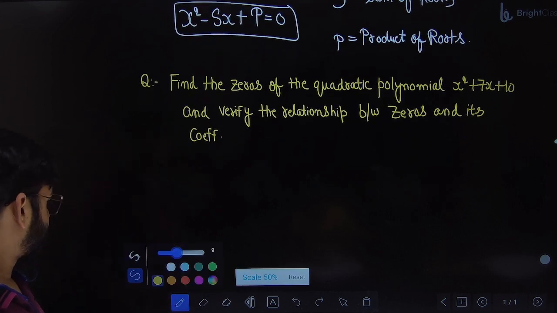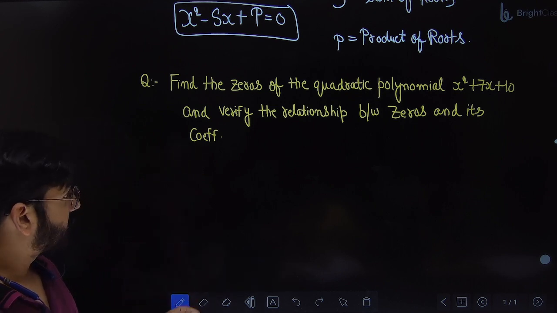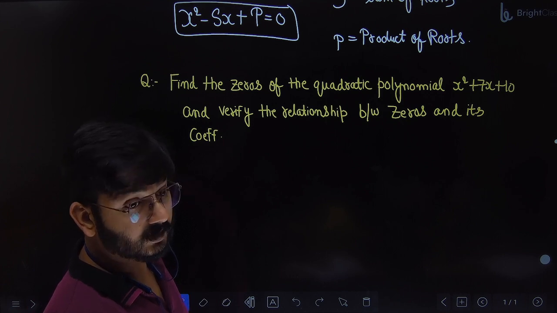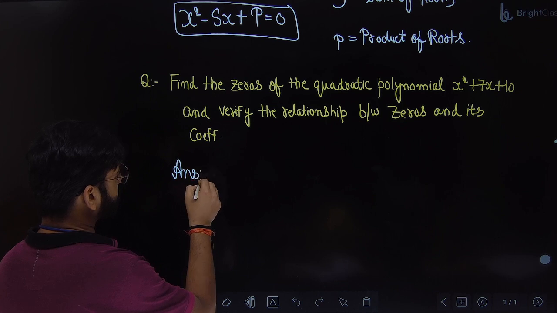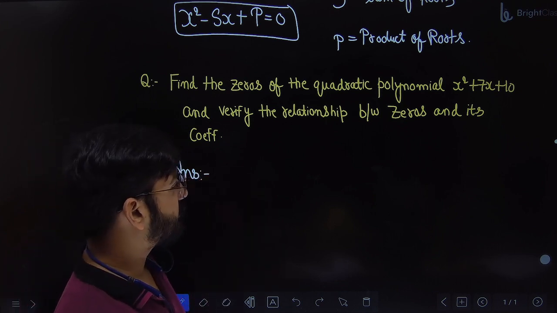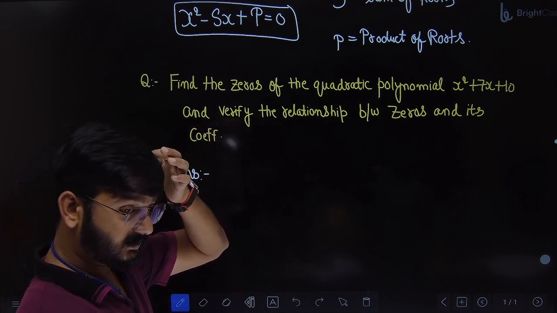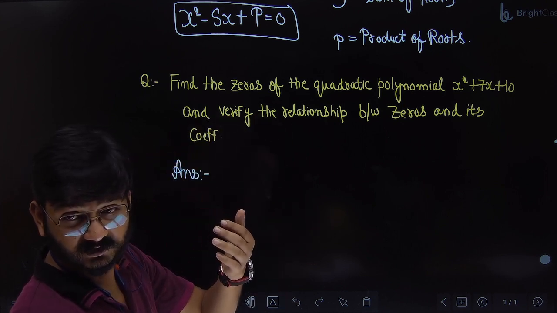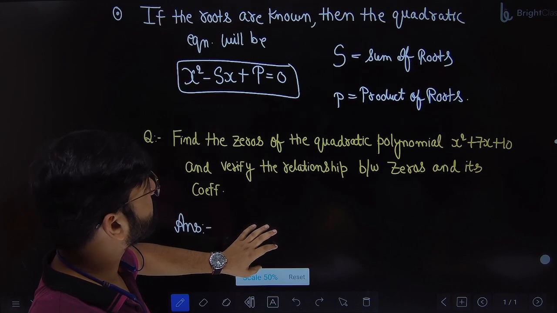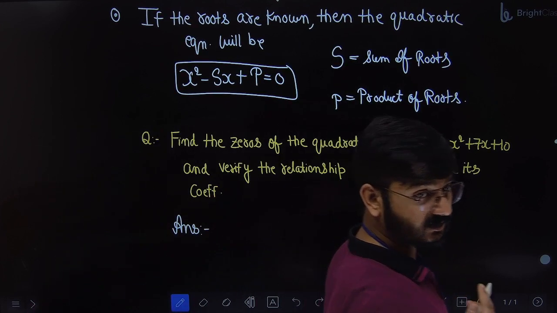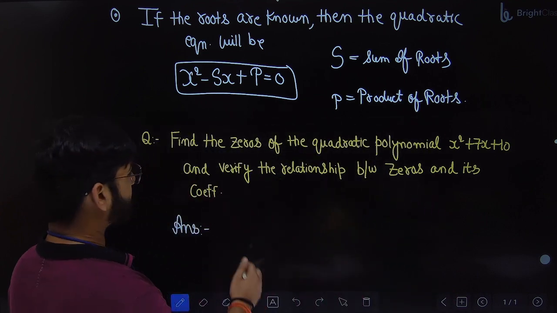So find the zeros. How will you find the zeros? Equate it to zero. Use middle term splitting. Once you know the zeros, first calculate the zeros. After that, check the relationship. What is the meaning of check the relationship? Find the sum of zeros and check whether the sum of zeros is equal to minus coefficient of x by coefficient of x square. We have to prove that they are equal.